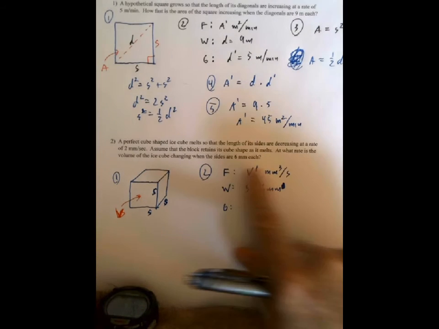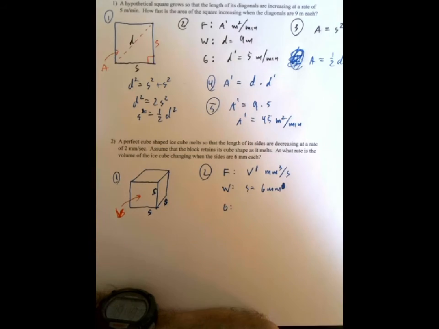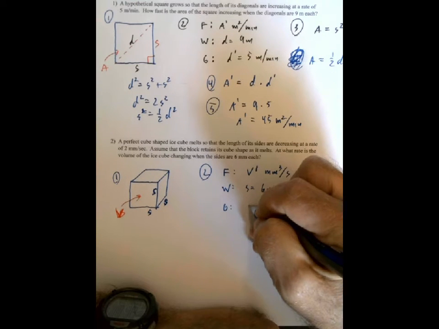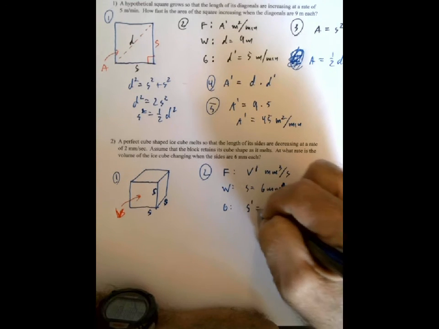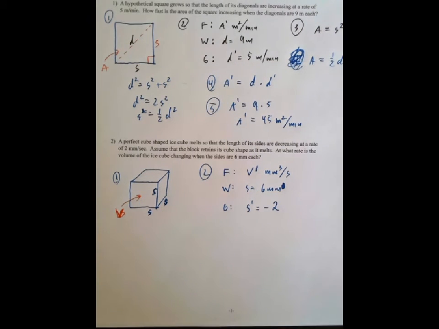And then the rate that we're given is 2, and it says the sides are decreasing. Since they're decreasing, we call that negative 2. Because remember, if the function is decreasing, its derivative, its rate of change, is negative.